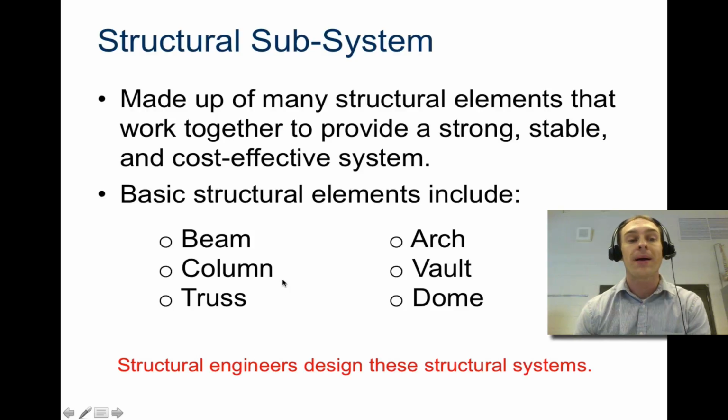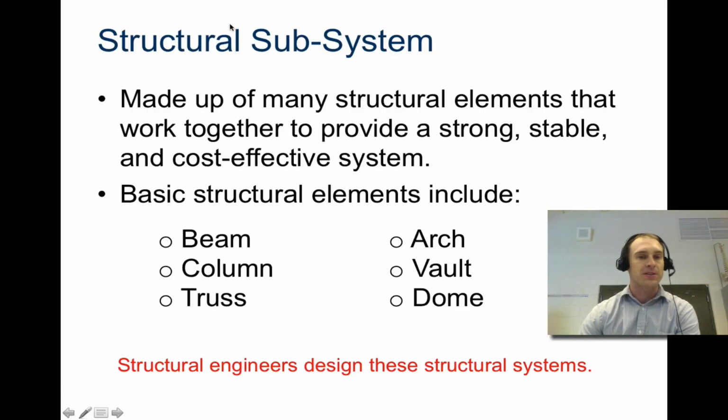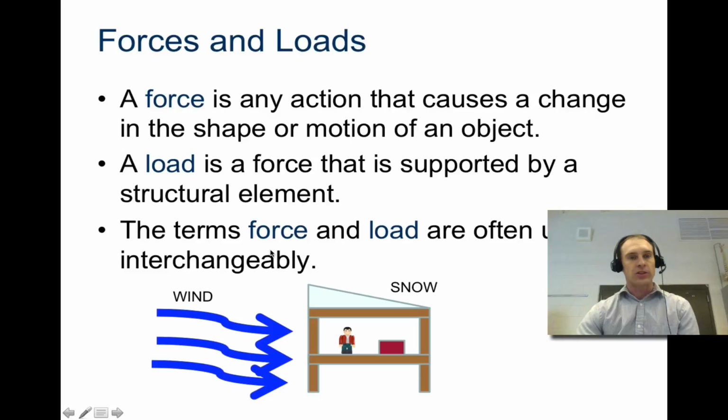These are some subsystems. So if you're going to make a roof, you need to have trusses. So a roof is made out of trusses. That's a subsystem. It's just an example there. They are made up of many structural elements that work together to provide a strong, stable, cost-effective system. So the 6 things you should note down for structural subsystems are beams, column, trusses, and then arch, vault, and dome. We've talked a little bit about arch, vaults, and domes, and I'm going to go into detail on each one of these. So after you write these down, then you can be prepared to add a little bit more onto each one of them.